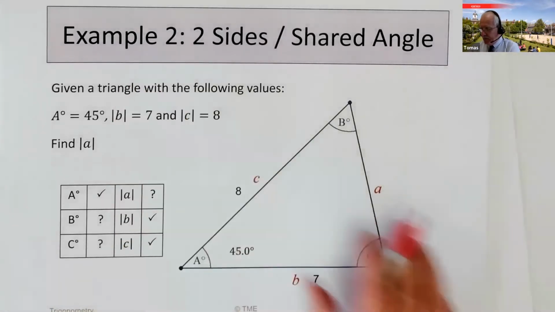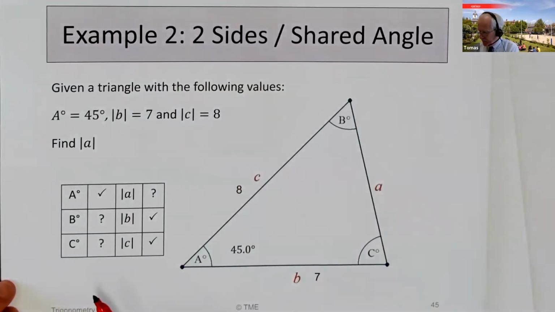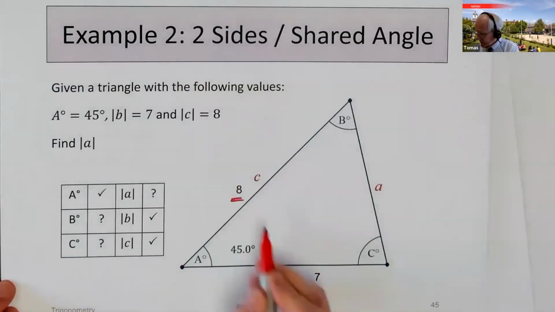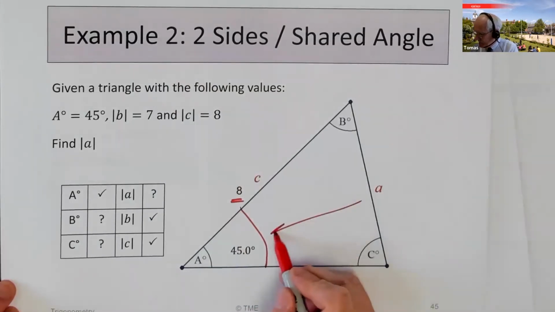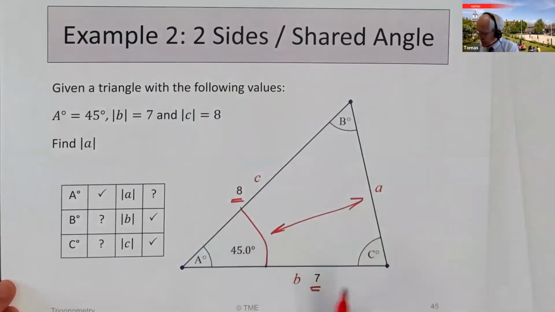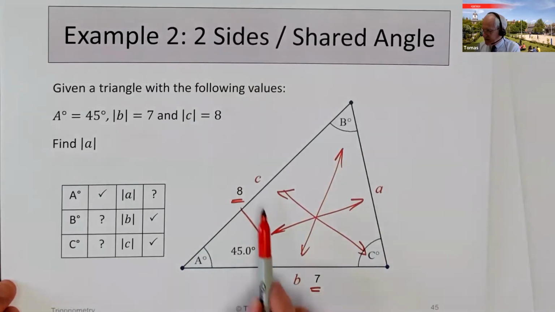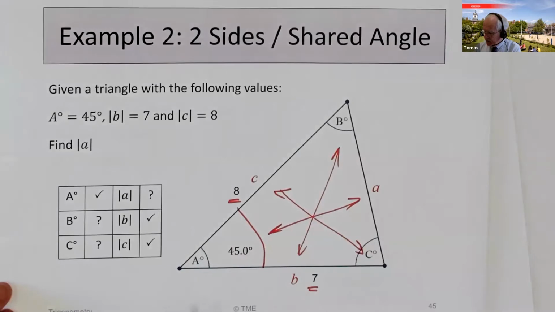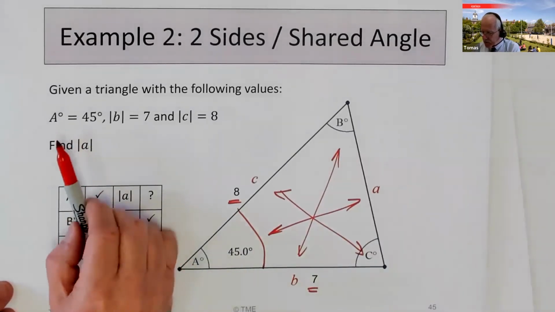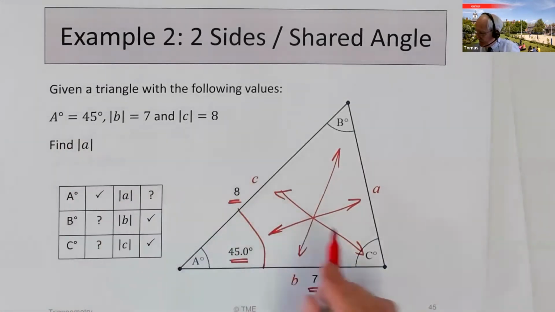We now look at example 2, and we say two sides, and we've got a shared angle. So we know the 8 and the 7 and the angle in between. Remember that if this is A, that must be the side A. B opposite B, C opposite C. So when they're talking about two sides and the angle in between, it must be BC and the angle A. It can't be the angle B, so it's the one in the middle. So we're given a triangle and told that's 45. Find A.